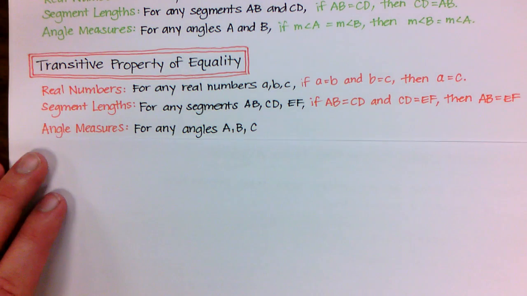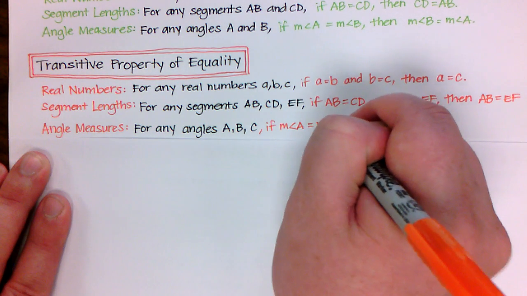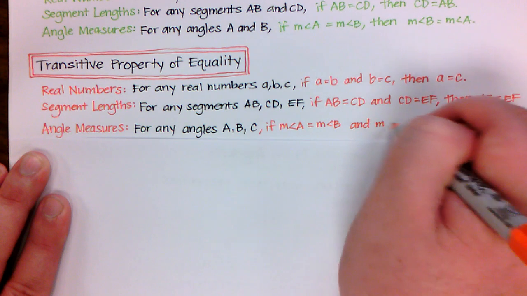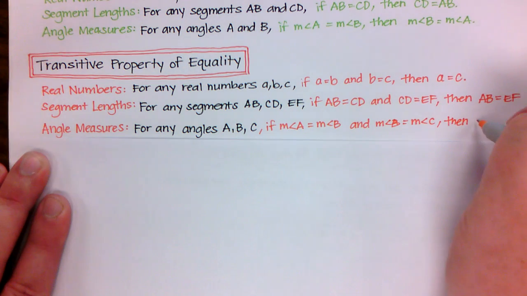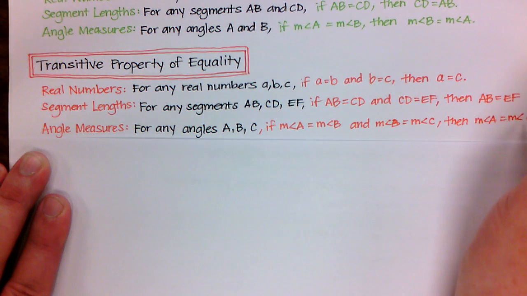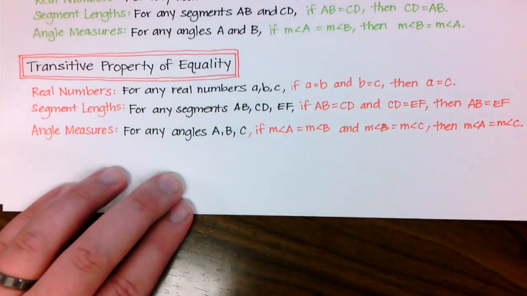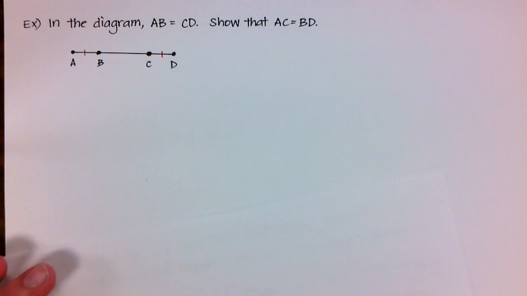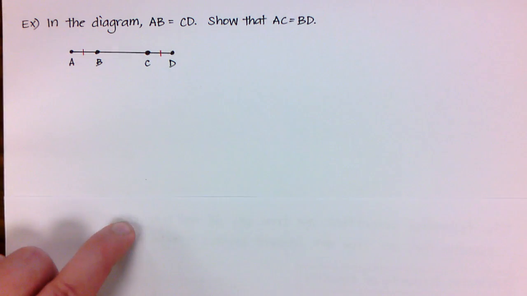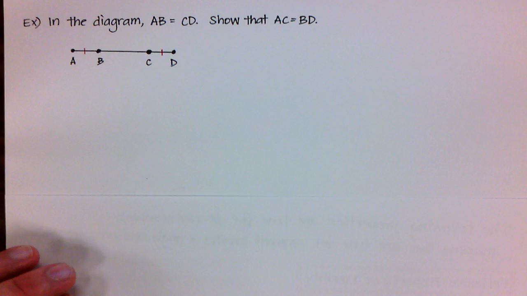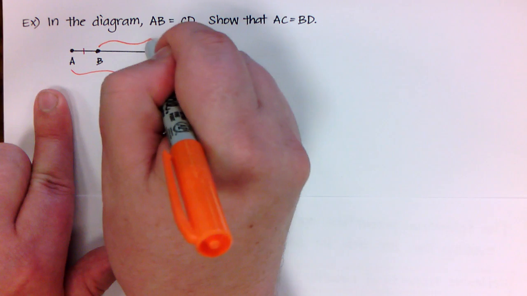And finally, for angle measurements, for any angles A, B, and C, if the measure of angle A is equal to the measure of angle B, and the measure of angle B is equal to the measure of angle C, then I can assume that the measure of angle A is equal to the measure of angle C. All right, well, let me move that so you can see that a little bit. Awesome. So we're going to do one last example. And what it says is, in this diagram, we're given that AB is equal to CD. And I want you to show and justify your steps to show that AC, so all the way from A to C, is going to be equal to the measurement of B to D.